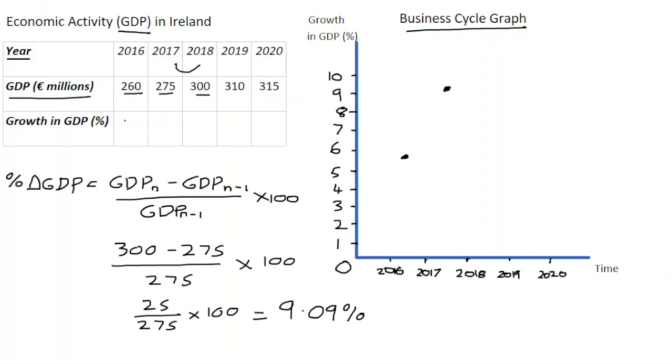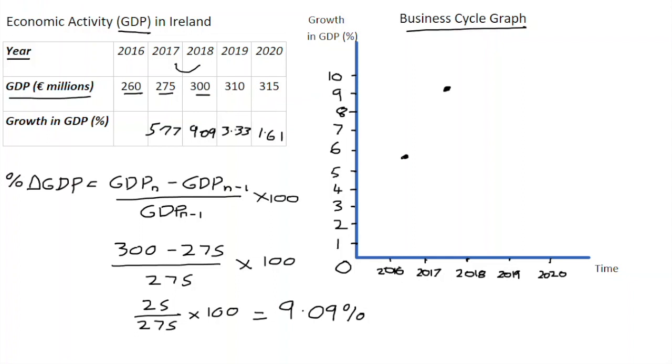Now we can put these into our graph so we have them. So the previous figure is 5.77 and the next figure we worked out was 9.09. If we continued on to work out between 2018 and 2019, what we would have figured out is that the growth rate is 3.33, and by using the exact same formula, the growth rate between 2019 and 2020 is 1.61. So we have all our percentage changes in GDP.